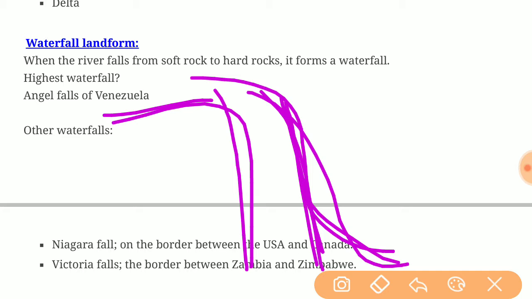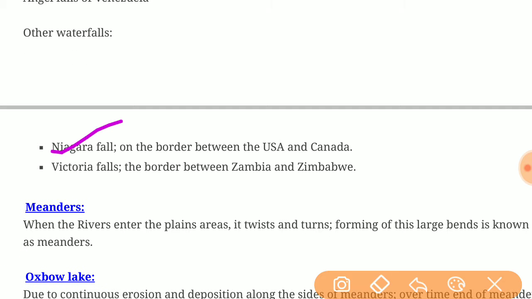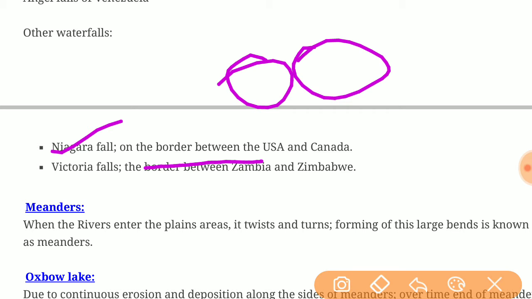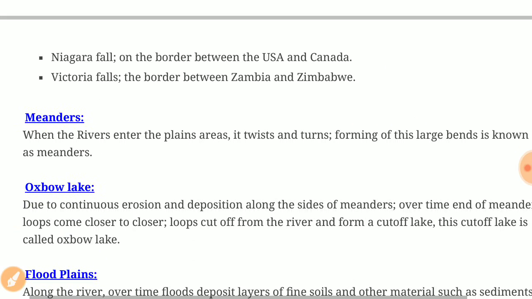The highest waterfall is Angel Falls of Venezuela, and the other waterfalls are Niagara Falls on the border between USA and Canada, and Victoria Falls on the border between Zambia and Zimbabwe.